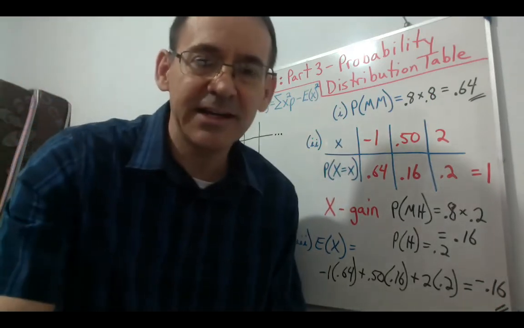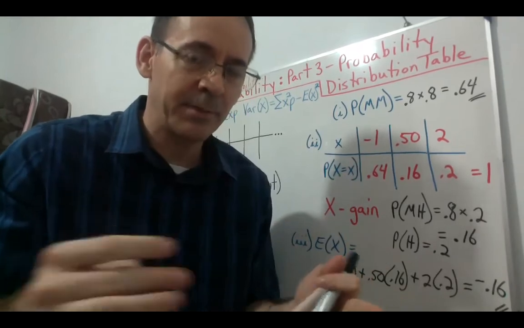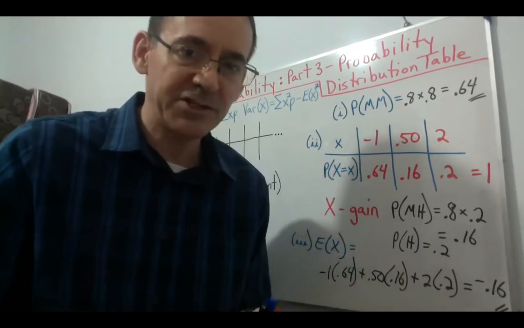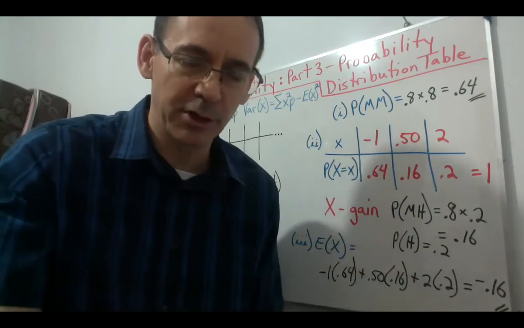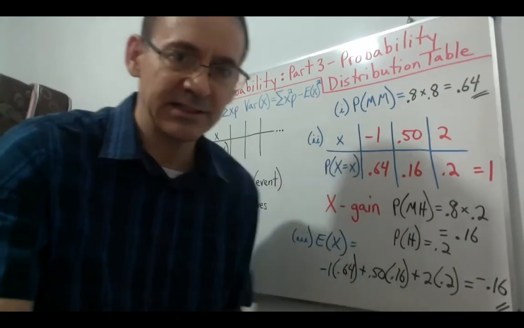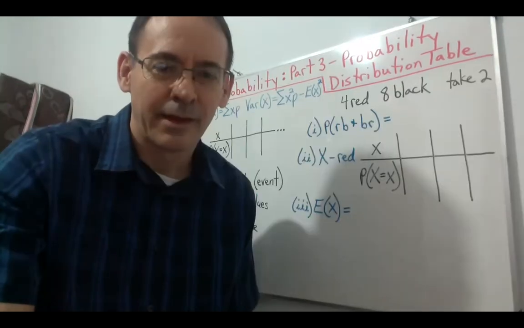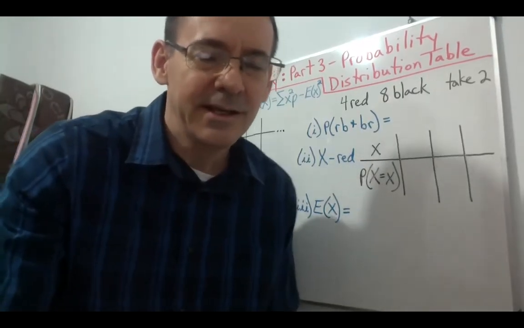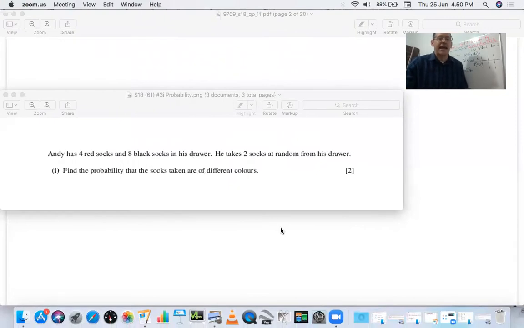Now, let's go on to the second example. I have set up examples that are quite different from each other as far as the problem goes, but of course, this part is basically the same. Here's our second question: Andy has 4 red socks and 8 black socks in his drawer. He takes 2 socks at random from his drawer. Find the probability that the socks taken are of different colors.